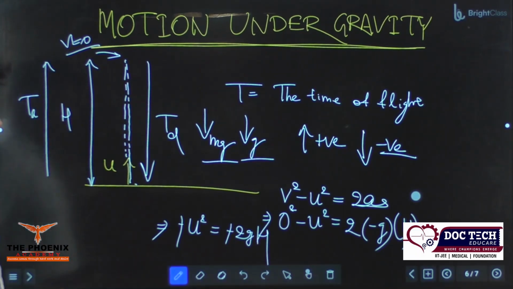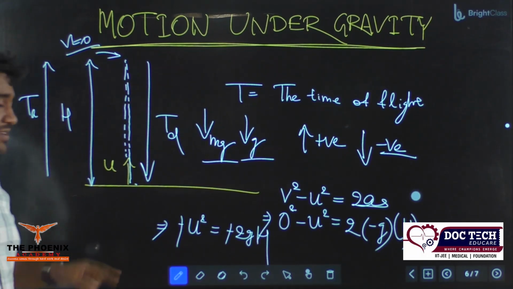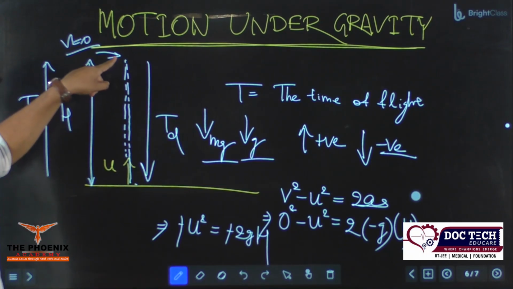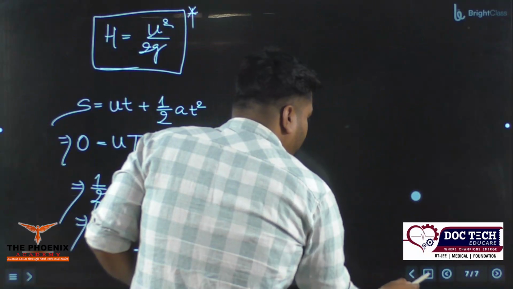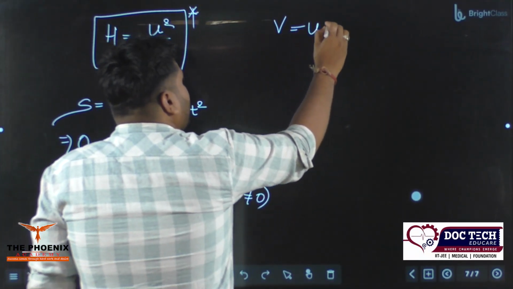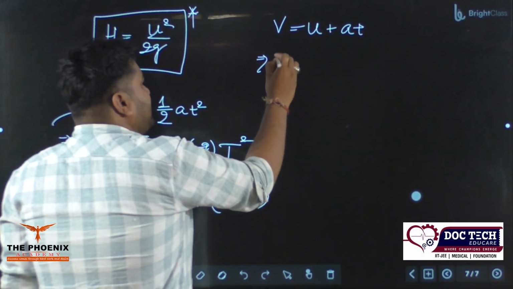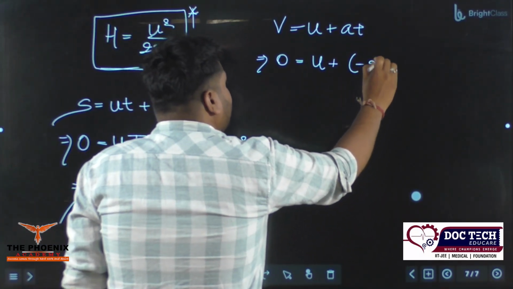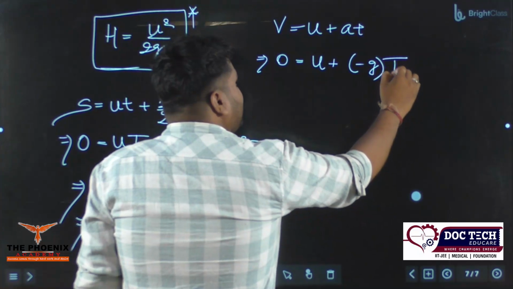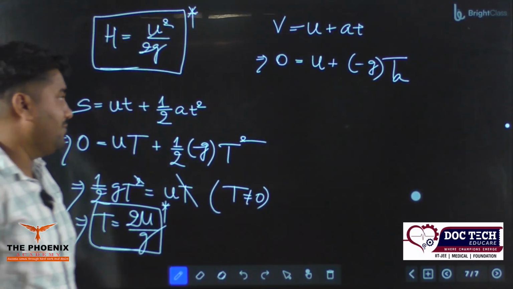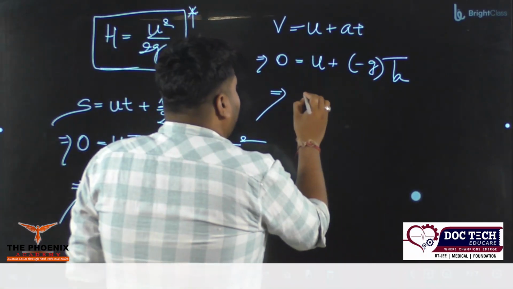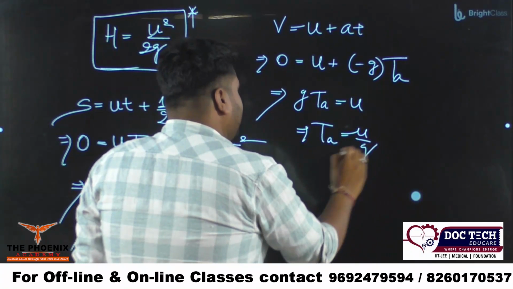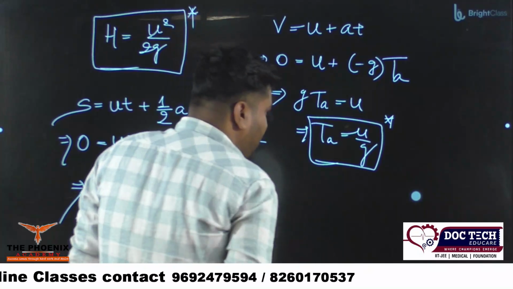For time of ascent, the same case we have taken for maximum height, from this point to this point. Here the initial velocity is u, final velocity is 0, acceleration is g downward. So we can take the equation v equal to u plus at. Final velocity is 0, u is the initial velocity in the upward direction, plus acceleration is g in the downward direction, so minus g, and time is ta, the time of ascent. Now it will be g ta equal to u, and time of ascent will be u by g. This is the expression for time of ascent.